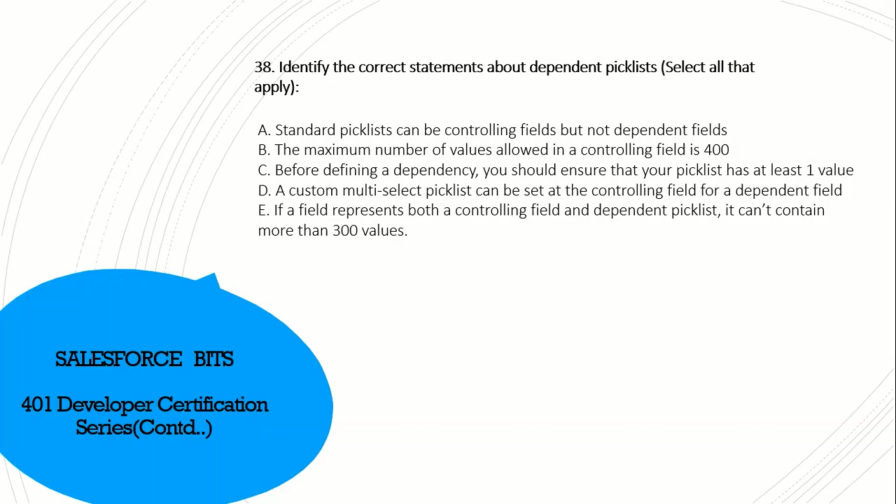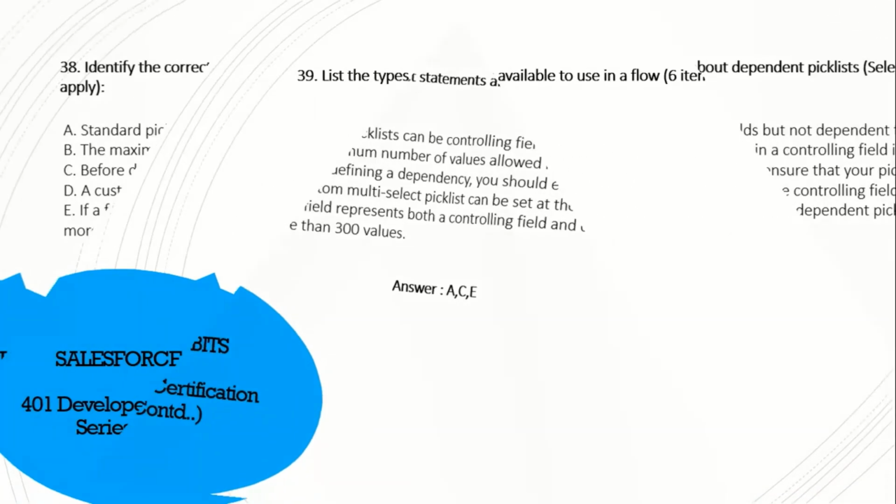Identify the correct statement about the dependent picklist. So the answer is A, C, E. B and D are not answers because the maximum number of values allowed in the controlling field is 400. No, it's actually 300. And D, a custom multi-select picklist can be set as the controlling field for a dependent field, which is false. So A, C, E are the right answers.